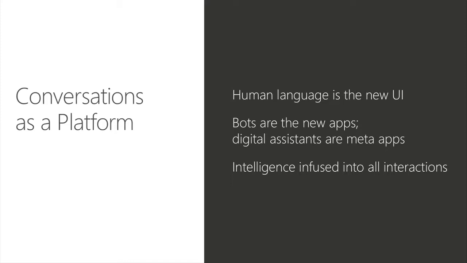So as I said, the bots are the new apps, the digital assistants are the meta apps, and the idea is to put some intelligence across all of these interactions so that they can have intelligence about perceiving what you want, intelligence about what the bots can do themselves, and how to enhance those bots to make sure that they're not just very dumb, you know?